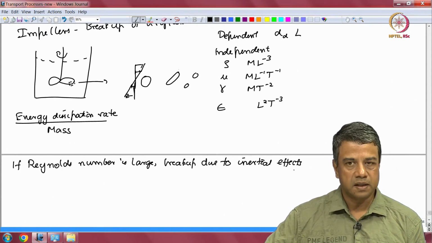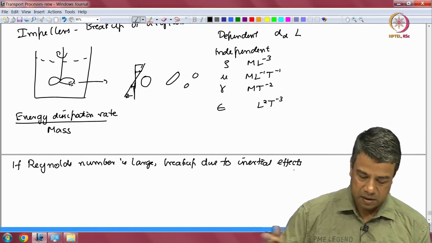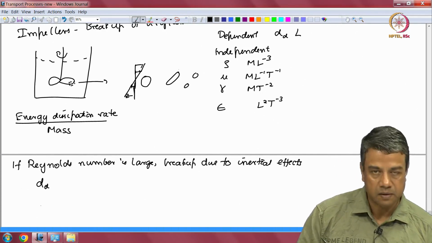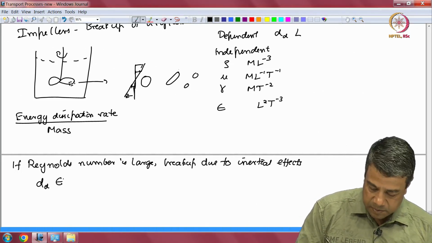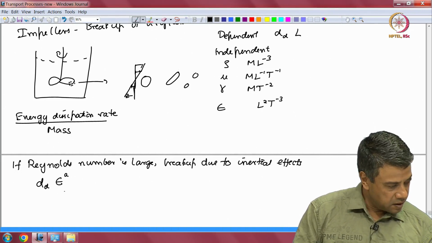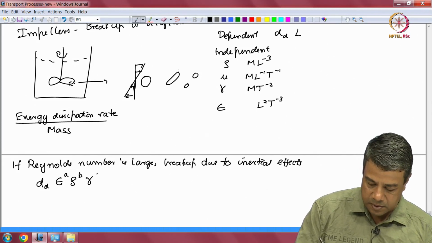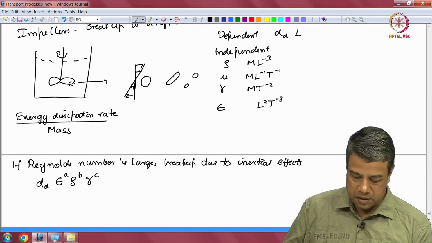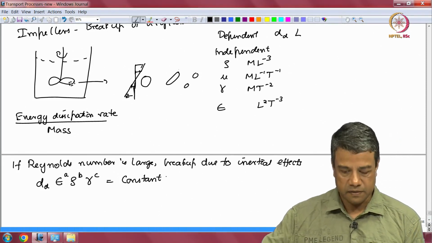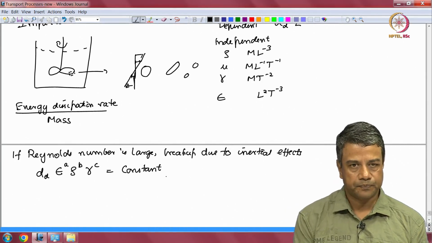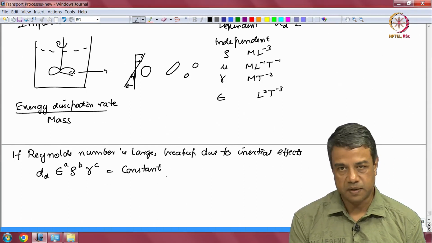That means that the dependent dimensionless parameter can be written as the droplet diameter to the first power, times epsilon power A, times rho power B, times surface tension power C, is equal to a constant, if we can neglect viscous effects at the droplet scale. And we have to determine A, B and C from dimensional analysis.